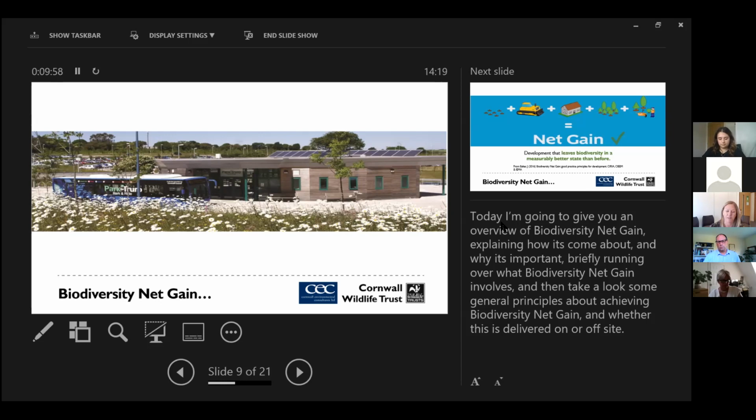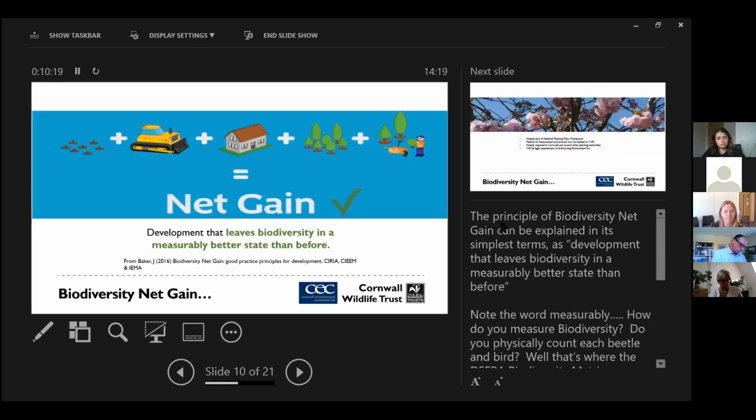And we're looking at new services as well in light of carbon markets that are emerging too. And one of those new services is around biodiversity net gain. So today I'm going to give you an overview of biodiversity net gain and explain how it came about, why it's important, and run over some of the principles that basically frame the biodiversity net gain scheme.